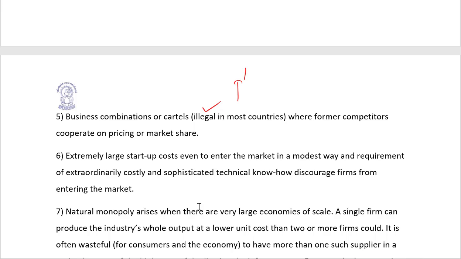Point number 5, business combinations or cartels, illegal in most countries. Yes, in India also it is illegal. Here former competitors cooperate on pricing and market share, and they price the product in such a way that everyone is charging the same price. Sixth, extremely large startup cost even to enter the market in a modest way. The requirement of extraordinary, costly and sophisticated technical know-how discourages firms from entering the market.